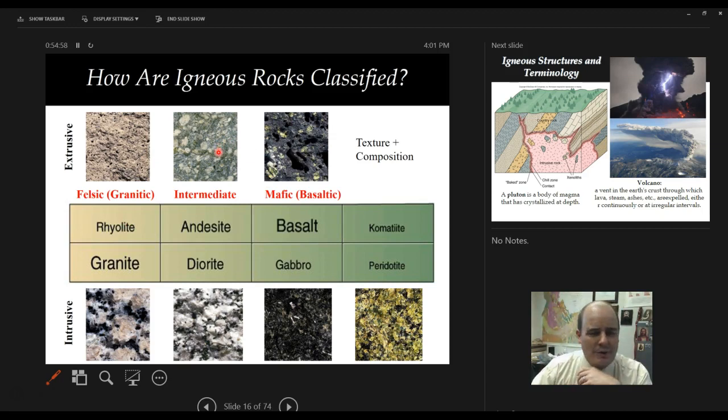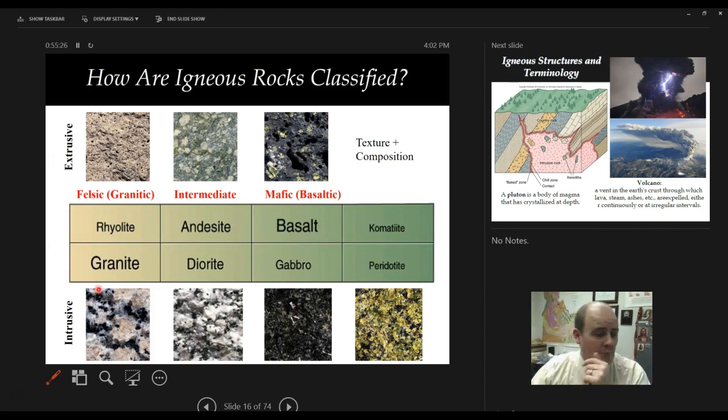An intermediate one, I don't have one with me right now, but an intermediate one might be andesite, and then your darker one here would be your basalt. Now there is such a thing as a really dark one, which we call ultramafic, but I don't have an example of those. Those are very, very rare because they would be very characteristic of our mantle beneath us. And often that mantle doesn't come to the surface to flow out like a lava flow, right? So it's very, very rare here.